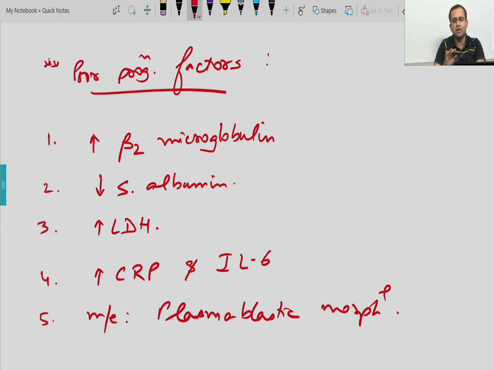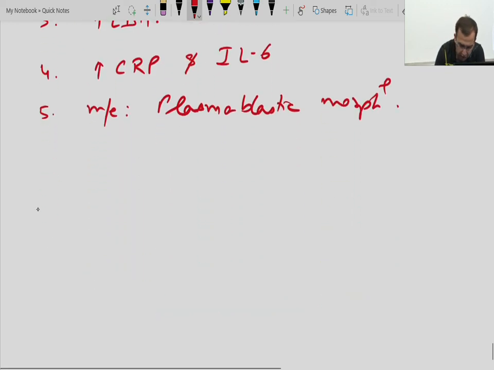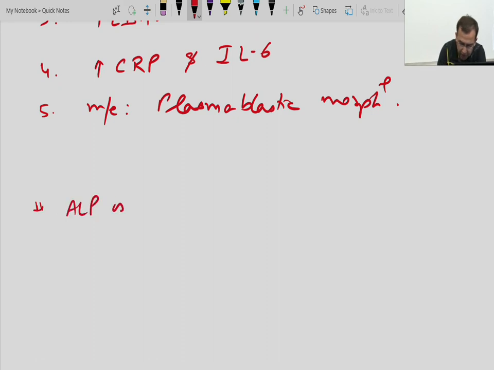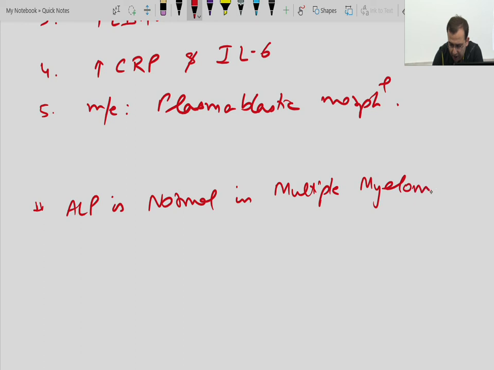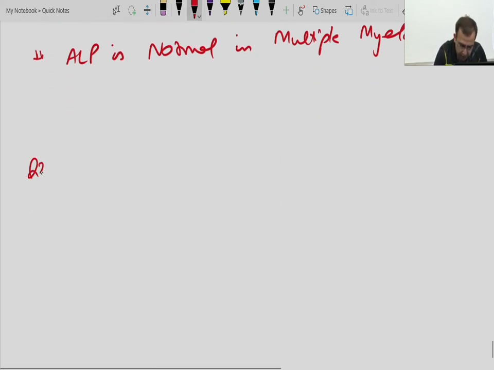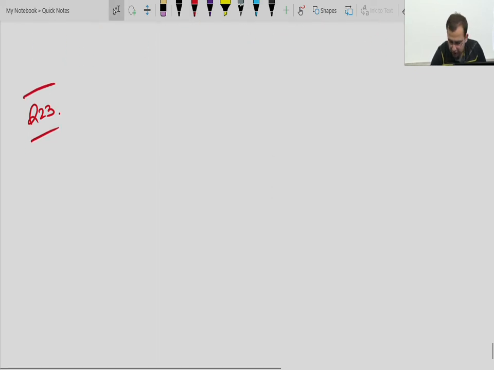What we saw was the classical plasma cells. It was not plasmablastic morphology. I am not even interested in showing you what it looks like. The poor prognostic factors have to be remembered. Last point, again put a double star on this and write down ALP is normal in multiple myeloma. Alkaline phosphatase, ALP, is normal in multiple myeloma. Done. This finishes question 22. This gets us to the next one, that is question 23.